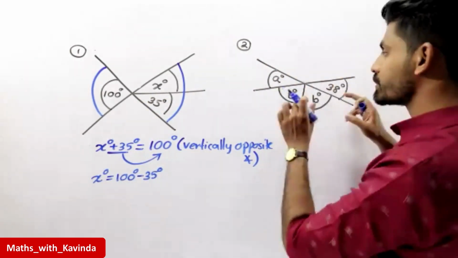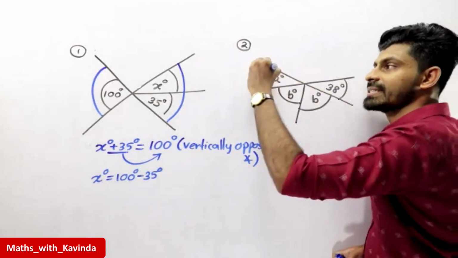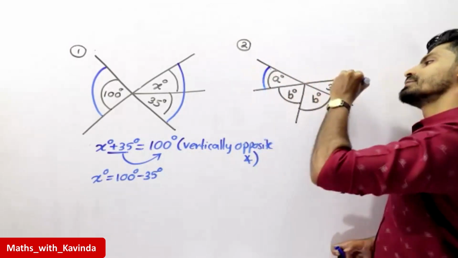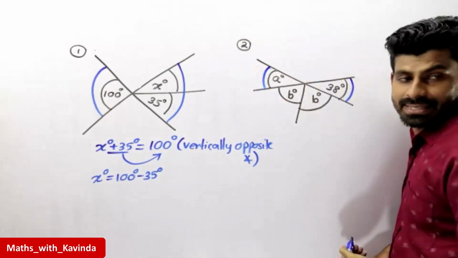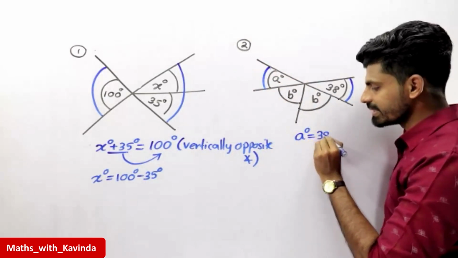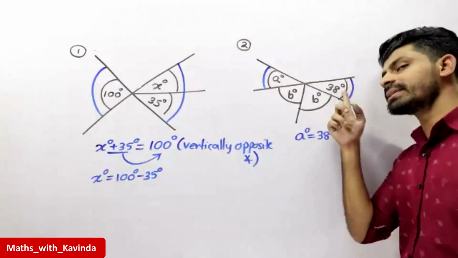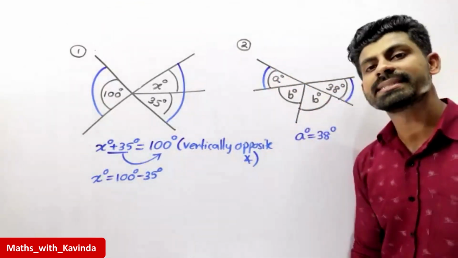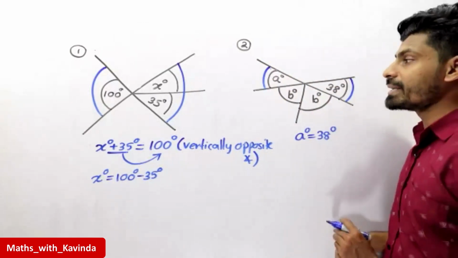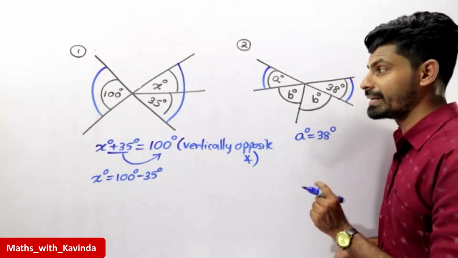Now look at this one. Vertically opposite angles are equal. So that means A equals 38. Now we know that, right? Now what is the theorem we can apply?